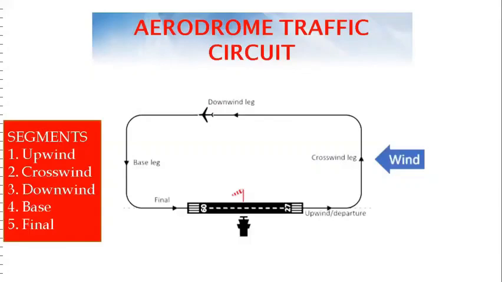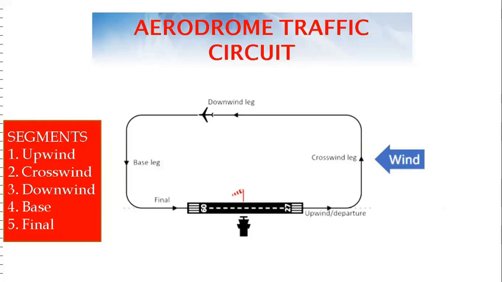The aerodrome traffic circuit consists of 5 segments and 4 turns. It is normally used by aircraft flying under VFR. The two main features defining the circuit are the runway and the turn direction. Circuits can be left-hand or right-hand.